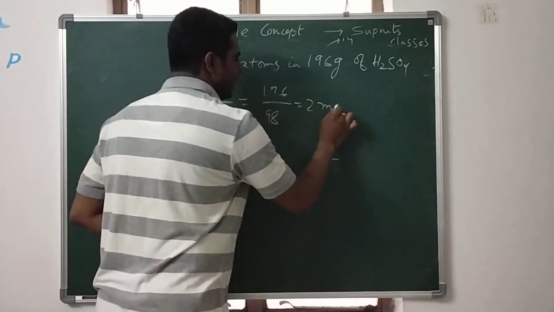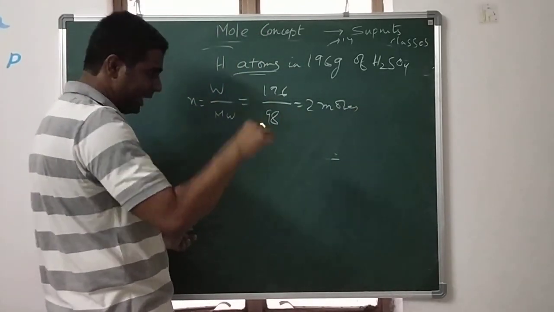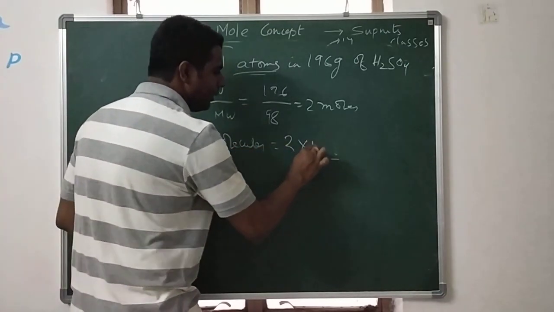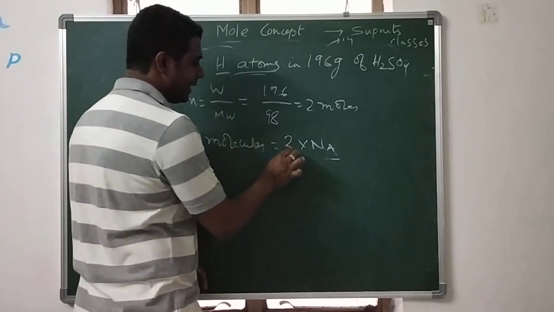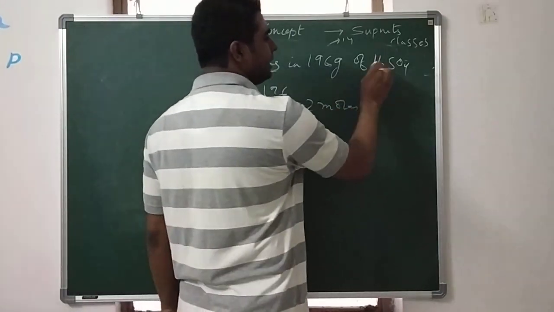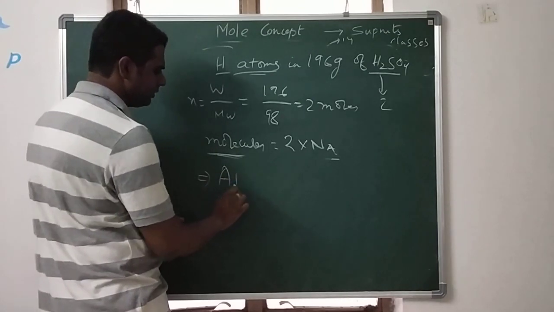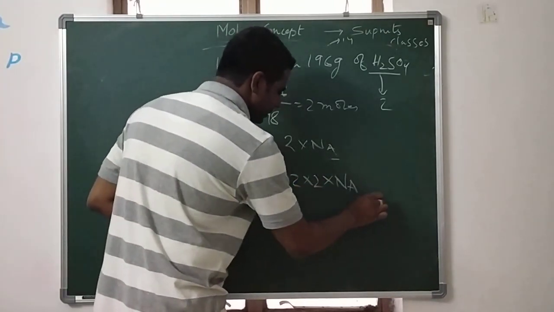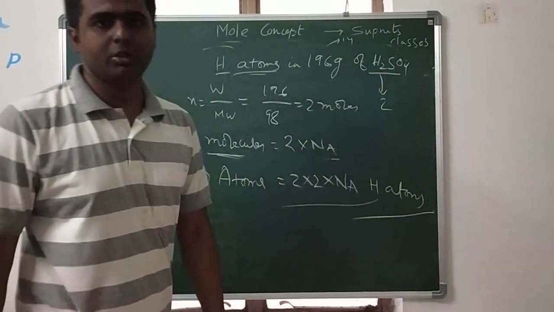2 moles हो गया. After that, you have to calculate atoms. But first, molecules, then atoms. So, molecules, how much? 2 moles into Na. Okay? Then atoms. What atoms? Hydrogen atoms. एक molecule में, ये तो total number of molecules है. एक molecule में कितना hydrogen atom? 2 hydrogen atom. So, atoms will be equal to 2 into Na. हो गया.